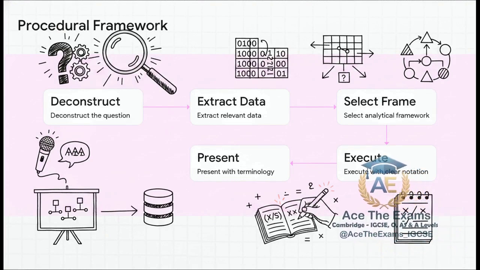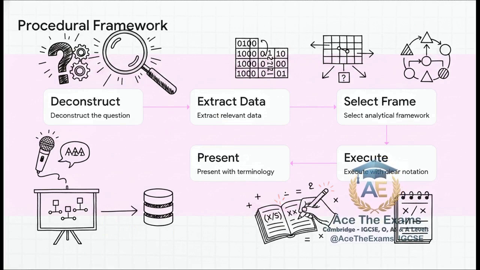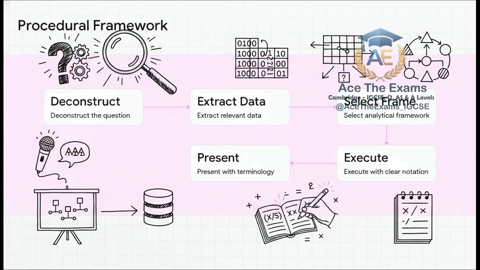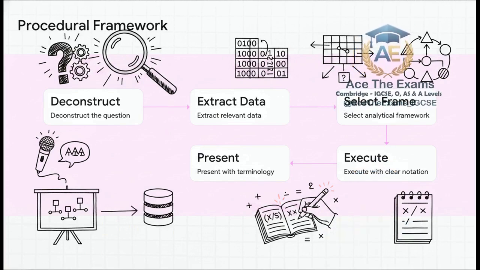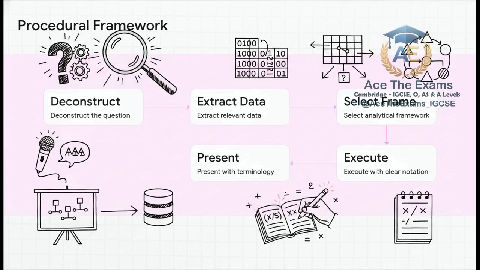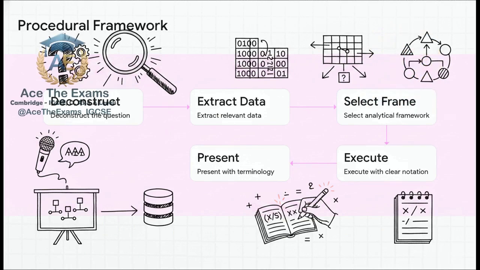Step 2, extract the relevant data from the tables provided. Step 3, select your analytical framework. Step 4, execute your analysis using clear, unambiguous notation. And Step 5, present your findings using the absolute correct terminology. This sequence guarantees you systematically process every single element without dropping easy marks.